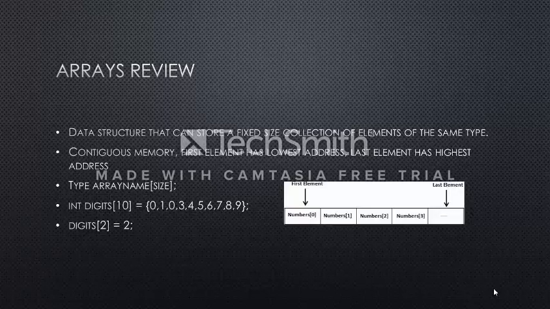To declare an array, you declare the type, the name, and between the square brackets, the size. So here's an example of declaring a digit array of 10, and it's just 0, 1, 0, 3, 4, 5, 6, 7, 8, 9. So you notice there's a mistake there. You can get the particular element using the square brackets and the index to put 2 where it should be.